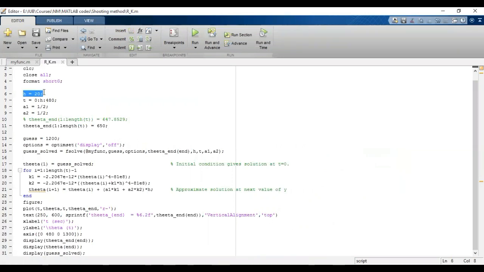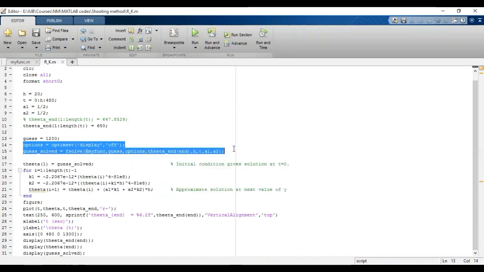Okay, so this is the step size which we have specified, right? And this is our time span. These are our a1 and a2 values which are specific for the Heun's method. And we have specified the boundary value of theta as 650, and we can change it as well. First, initially we have specified the initial condition as 1200, and then we will use this algorithm, right?